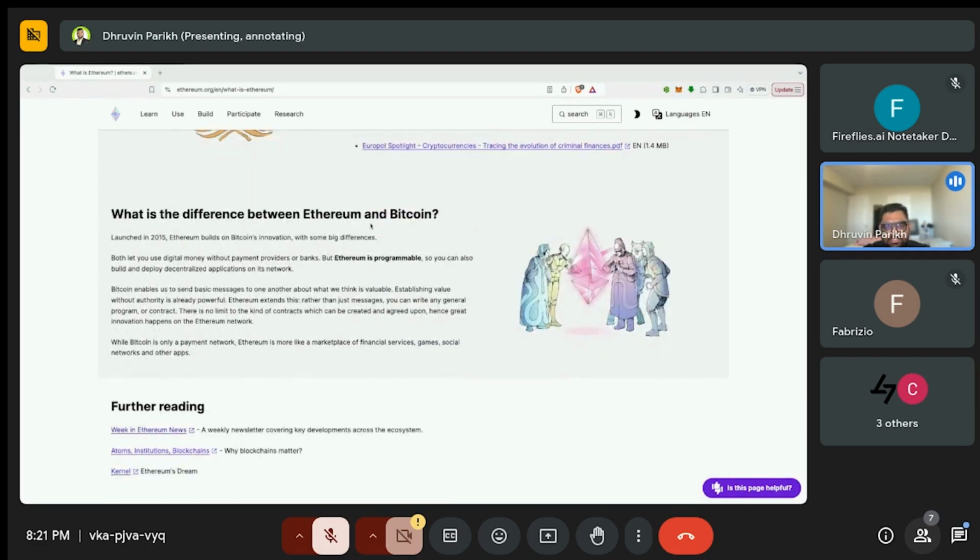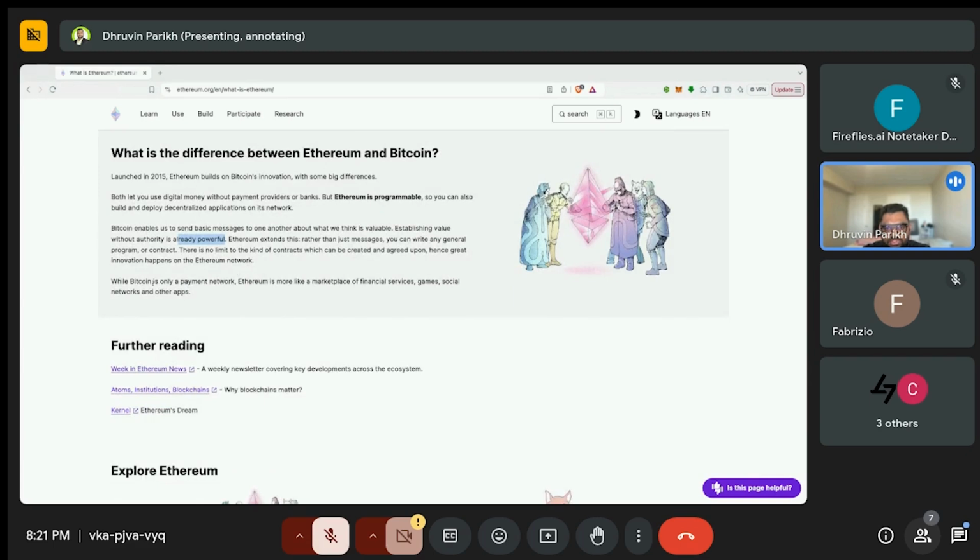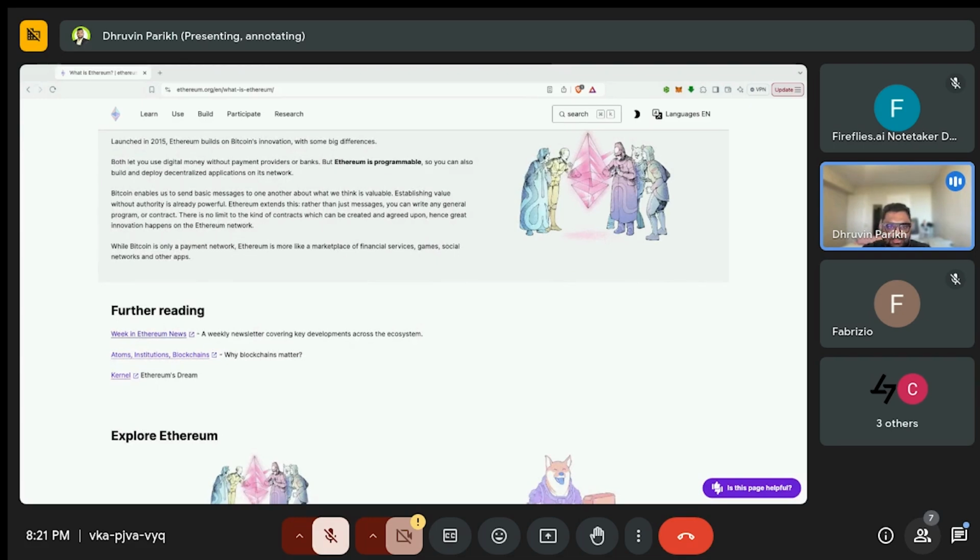But the difference between Ethereum and Bitcoin, right? They both let you use digital money without any middleman. And Ethereum is known as blockchain 2.0. The reason is that it is programmable, so you can build and deploy, and you can also send some data along with the transactions. So it is used in establishing value without any authority, and that is already powerful, right? Bitcoin is just for payment, whereas Ethereum is like a marketplace of financial services, games, social networks, apps. There are a lot of dApps already there. Farcaster is one example of a social network.